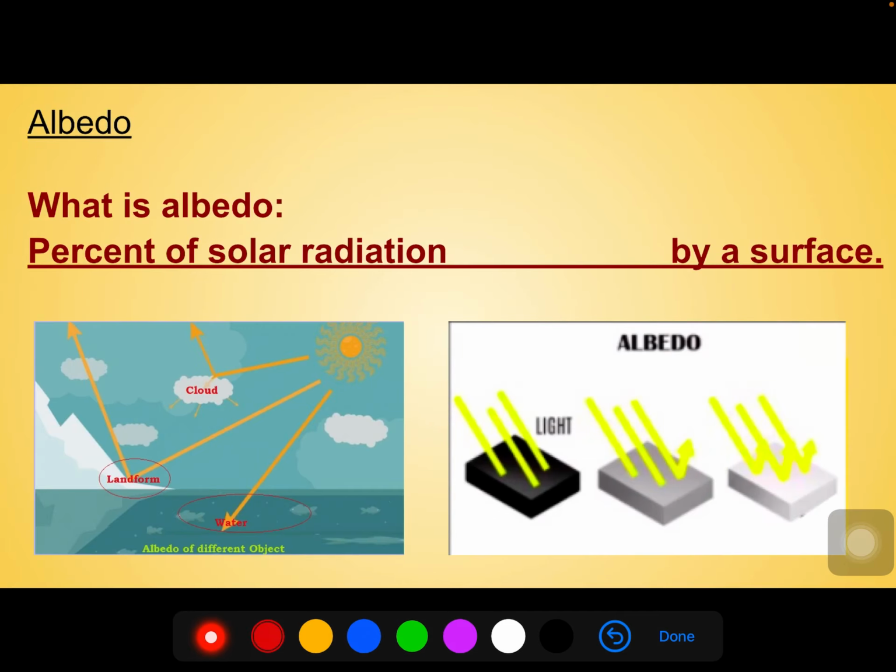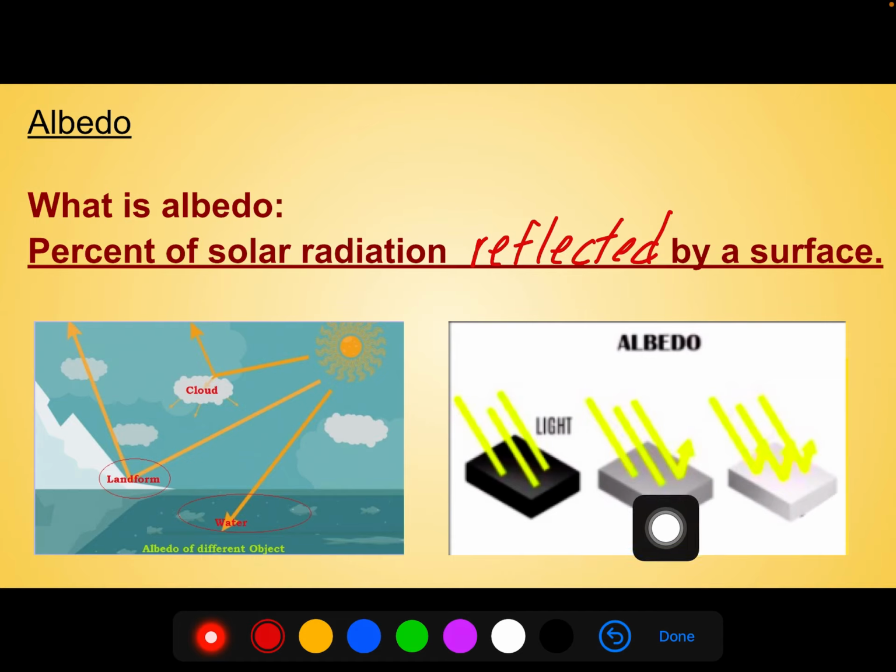So let's just do a quick recap here. What is albedo? Albedo is kind of a crazy word, but it's something pretty simple. It's measuring the percent of solar radiation reflected by a surface. So we know the sun shines down onto the earth, and there's many different surfaces that cover the earth. This is a great picture just showing water, ice, or land, and then also clouds, and how the sun's energy acts differently in encountering each of those objects.